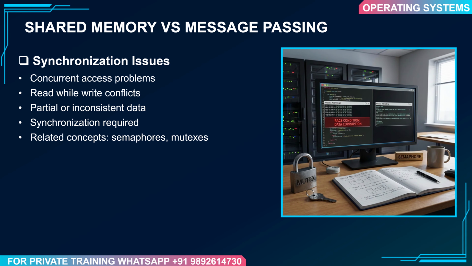However, shared memory comes with a serious responsibility. When multiple processes access the same memory region, coordination becomes critical. What if process A is writing data while process B is reading it at the same time? What if process B reads half updated data? These problems are known as synchronization issues. This is why shared memory is closely tied to concepts like critical sections, semaphores, mutexes, and monitors, which you will study later in process synchronization.